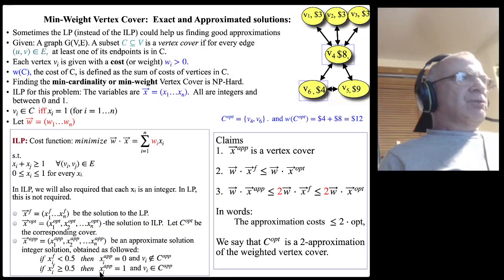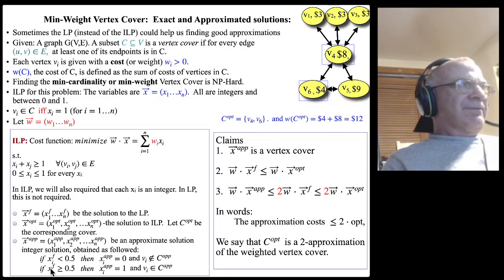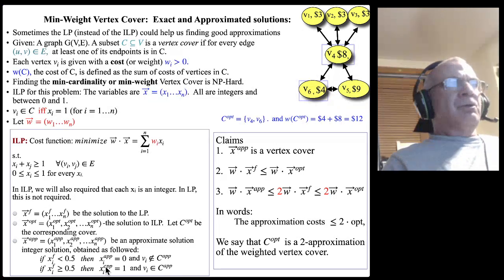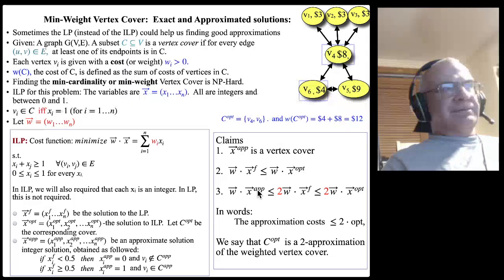So for each one of the xi's, the way I moved from the float solution to the approximated solution was by increasing its value by something which is less than 2. And for other xi's, I even decrease them to be 0. But even if I ignore the ones that I decreased, and only concentrate on the ones that I increase, I increase them by at most 2. So w times x approximated is smaller or equal than 2 times w times the float solution.